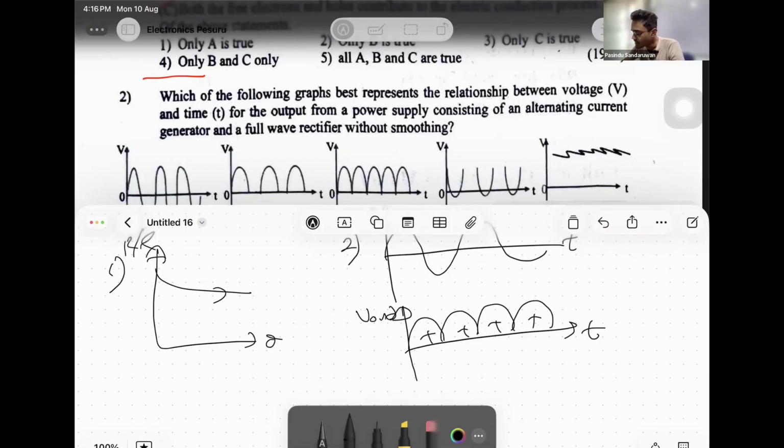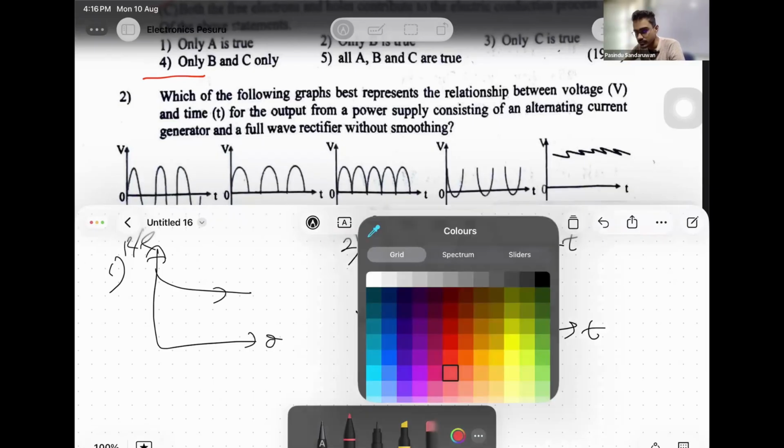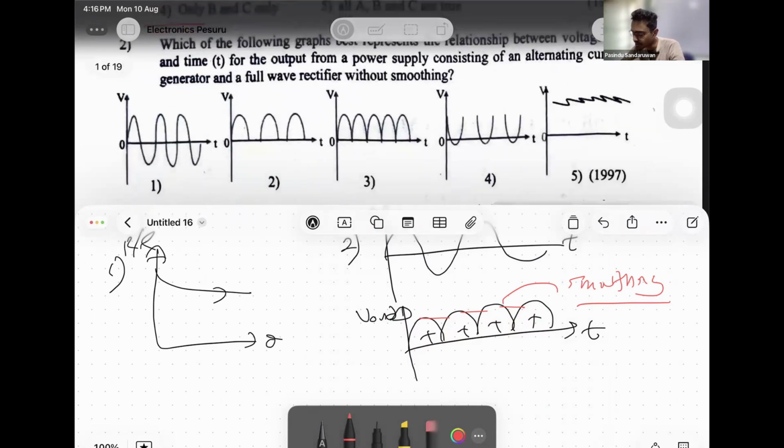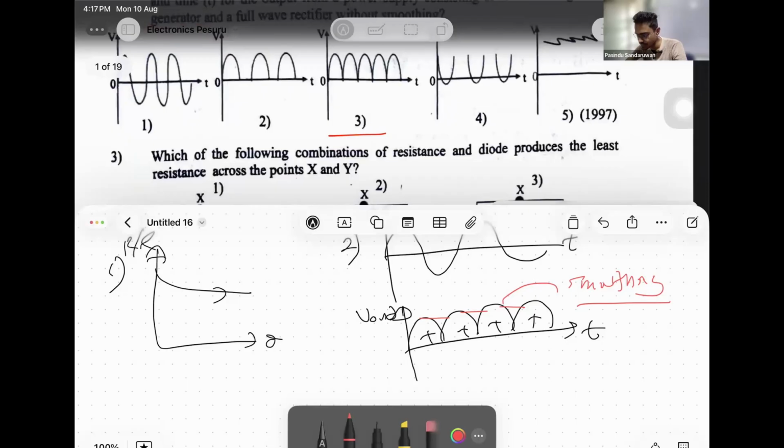And if there is what we call smoothing, then from this peak point to this point, it will be connected. This is called the smoothing process. Now, in this case, if there is no smoothing, that is 3.